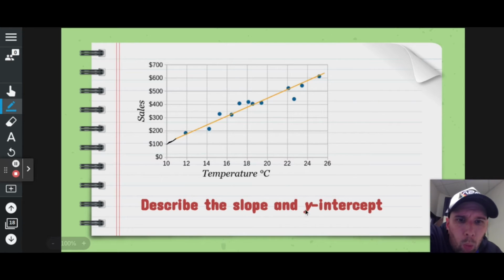And so what my y-intercept is going to be is at 10 degrees Celsius, my sales are going to be, that looks so sloppy, like a $100-ish, $110. Okay. Again, my y-intercept is that point, like right there. So at 10 degrees, I'm selling about $110 of whatever it is that I'm selling.